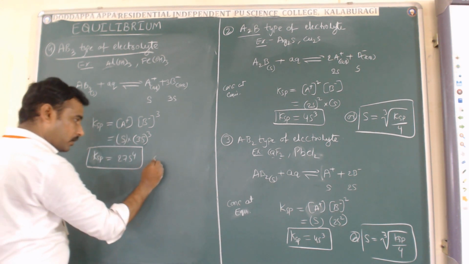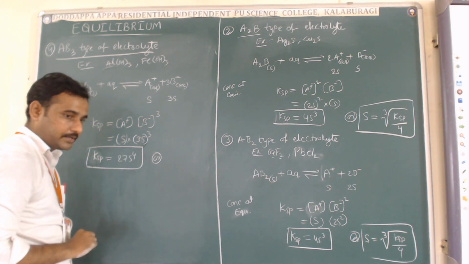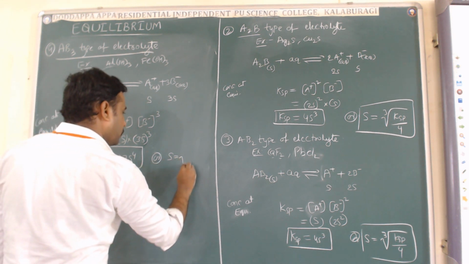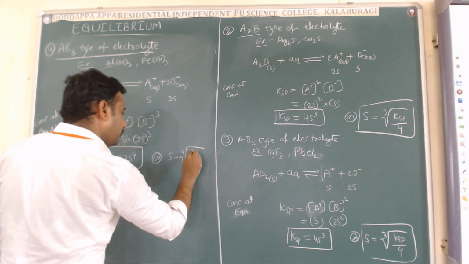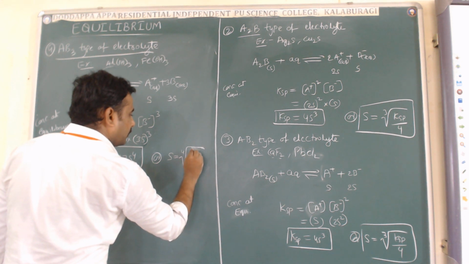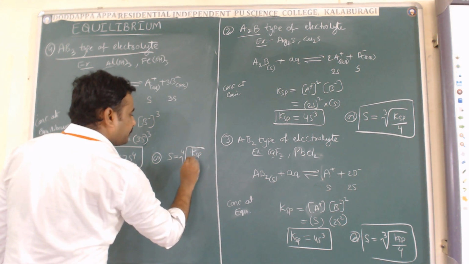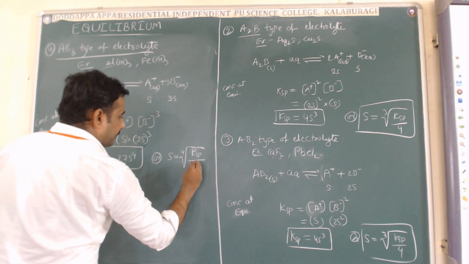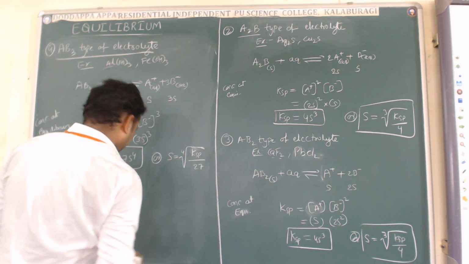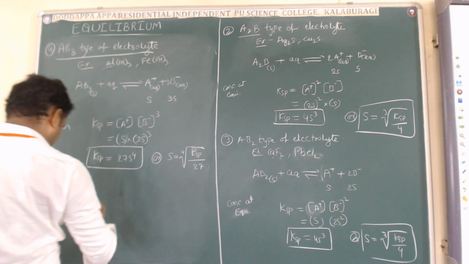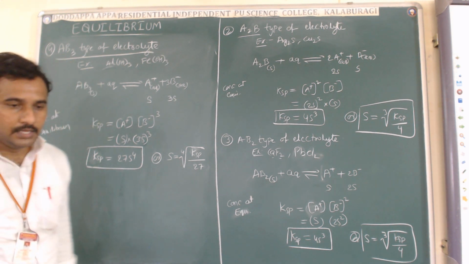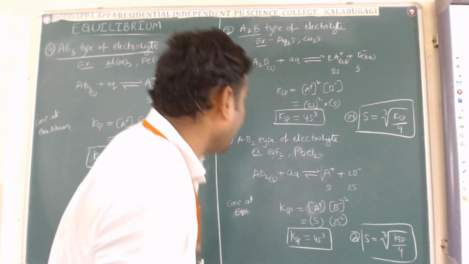This we can also write as S is equal to the fourth root of KSP divided by 27. So this is which type of electrolyte? This is the AB3 type of electrolyte.